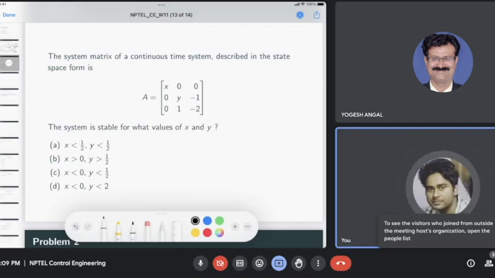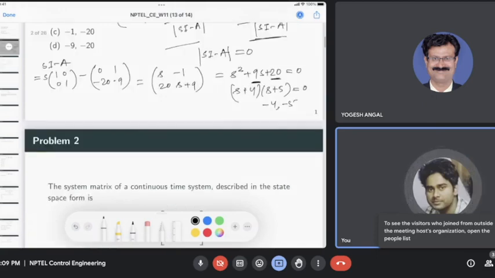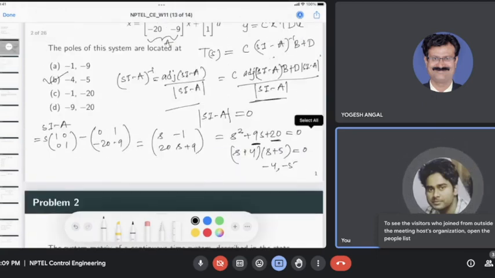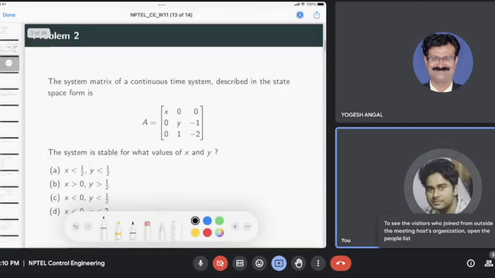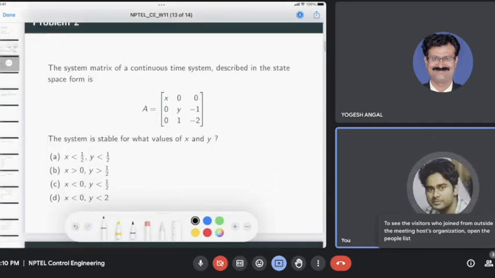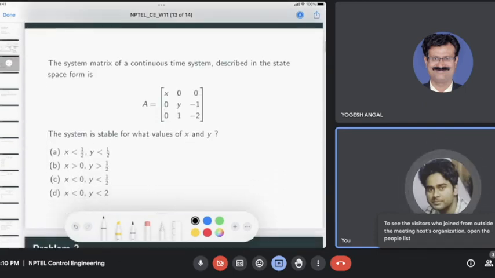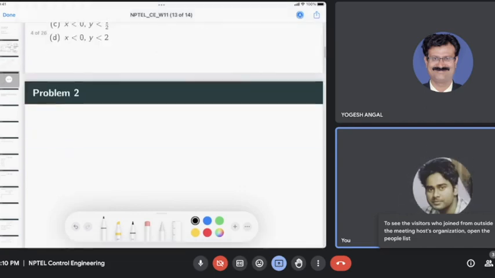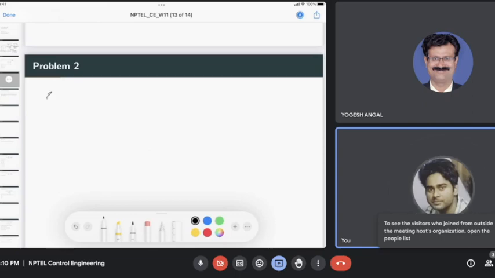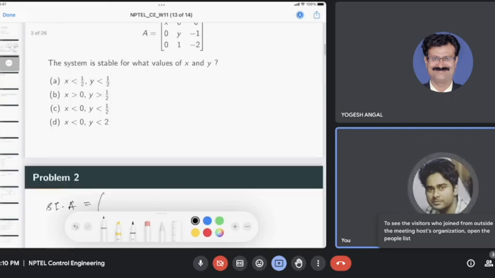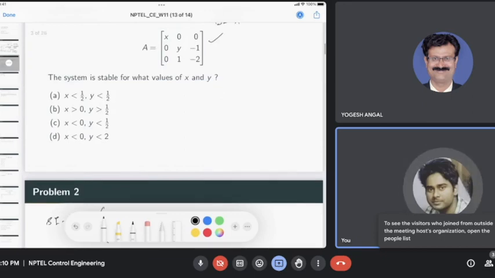So again we will just use the previous result, that the determinant of sI minus A will give the system poles. So we can just compute the system poles once the system matrix is given. So in this case we have sI minus A. Okay, so I will do it here. sI minus A is simply this A matrix, and we just subtract it from s times the identity matrix.